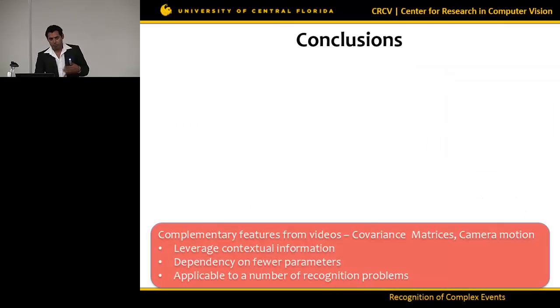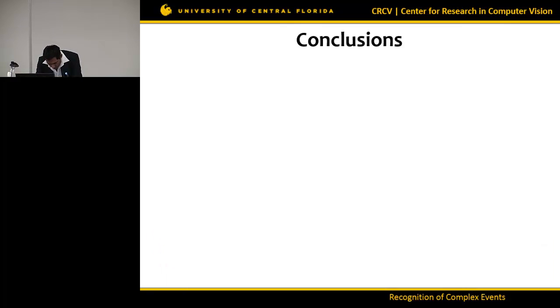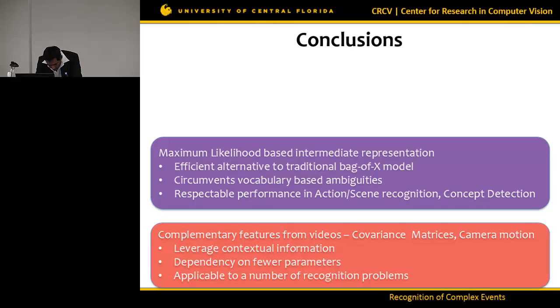Now, as conclusions for this thesis, we started with the ground level. We introduced 2 kinds of complementary features at the lowest level, which can be used for large-scale video analysis. Next one is based on this intermediate representation, which can be used on top of these features, and that also improves the classification accuracy quite a bit.